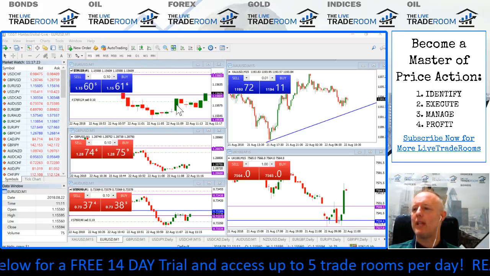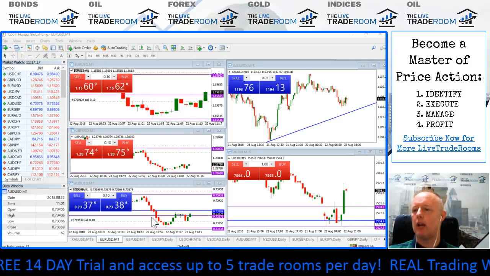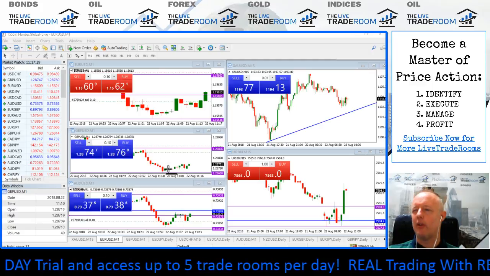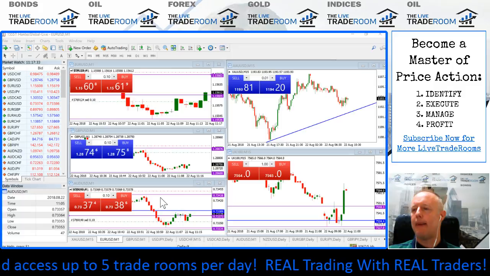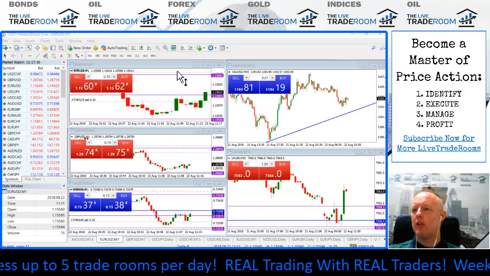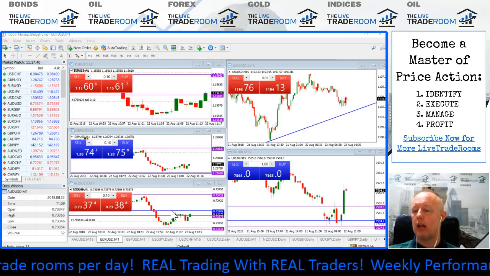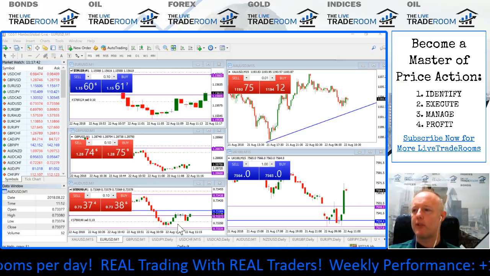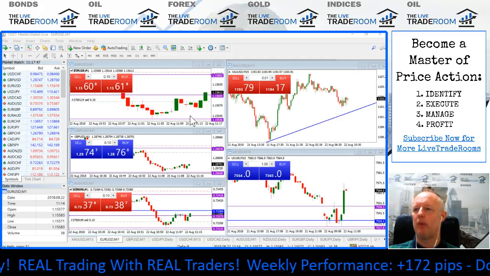Now, we're seeing a structural failure to the upside off these lows in the euro dollar, and we're getting close to similar bits of price action in the pound dollar and the Aussie dollar. The reason why we're not going to be too aggressive with our stop loss in the euro dollar and the Aussie dollar is because we're so close to our entry. We kind of want to give this bit of price action a little bit of room.